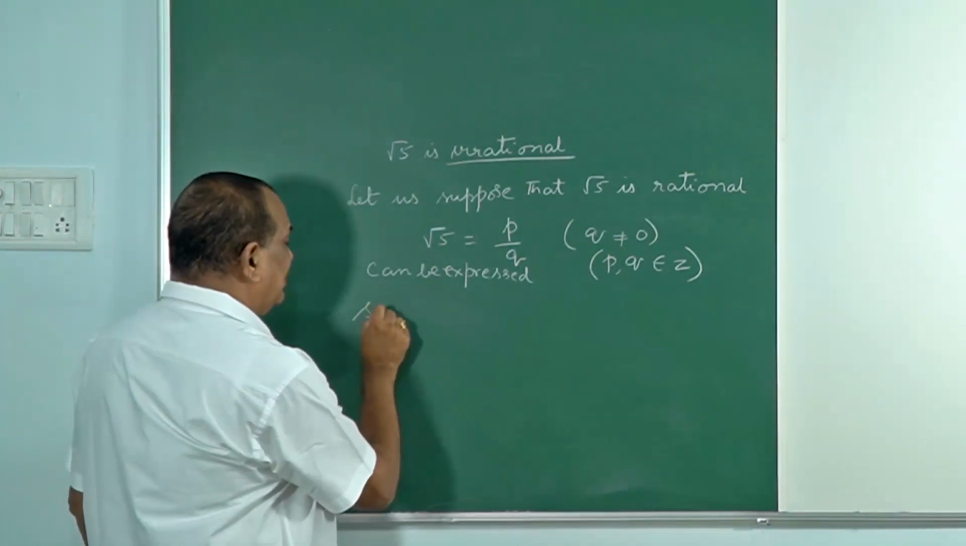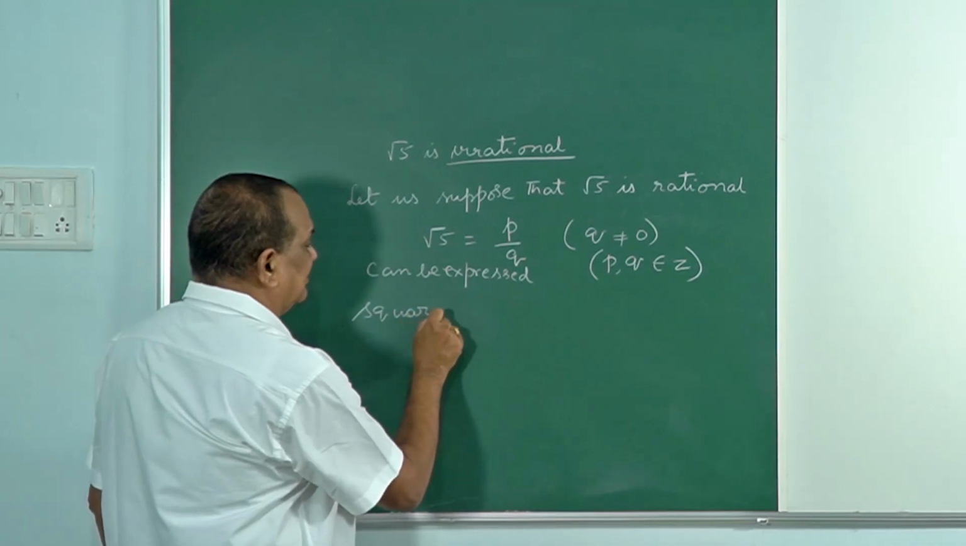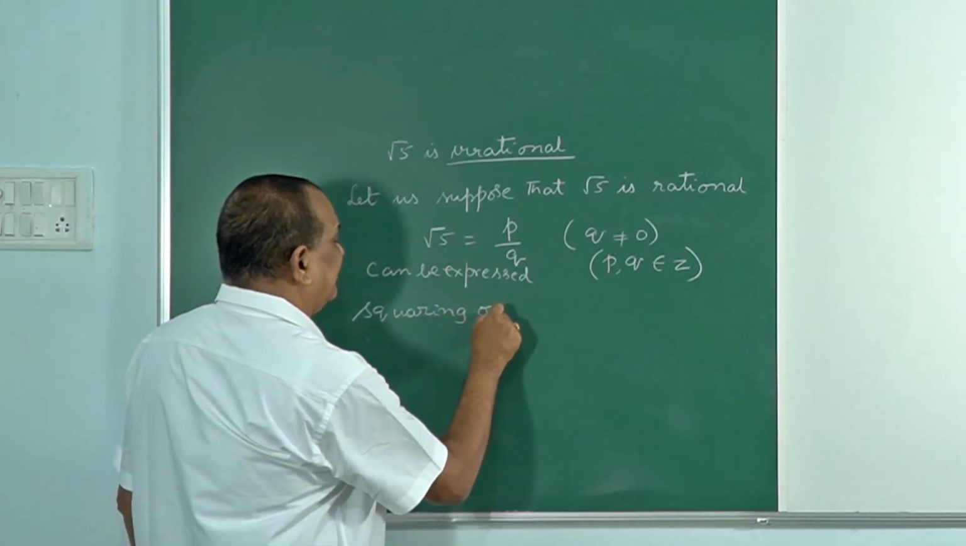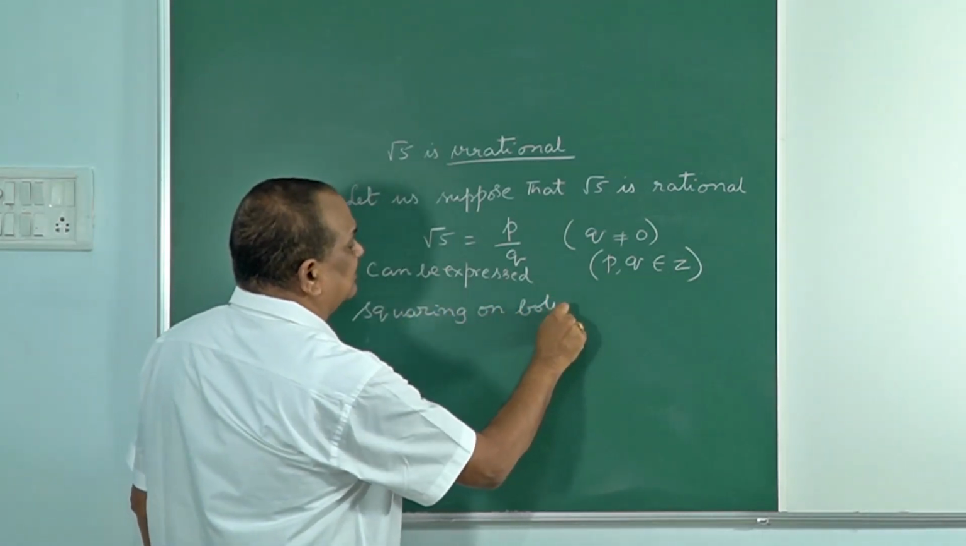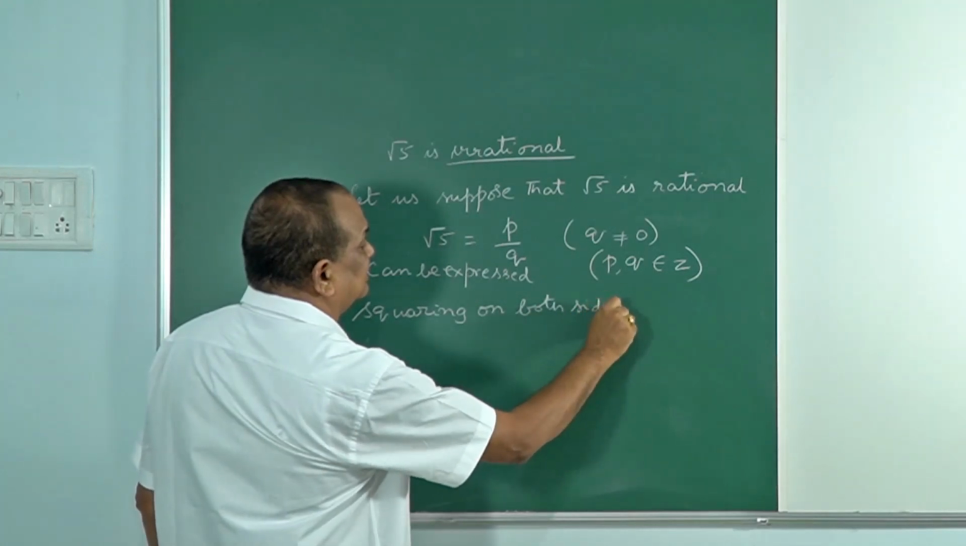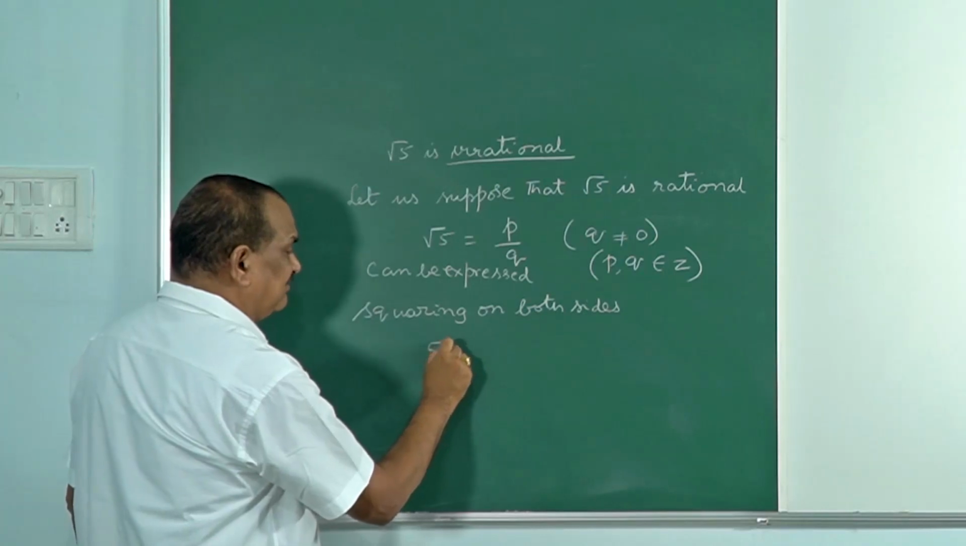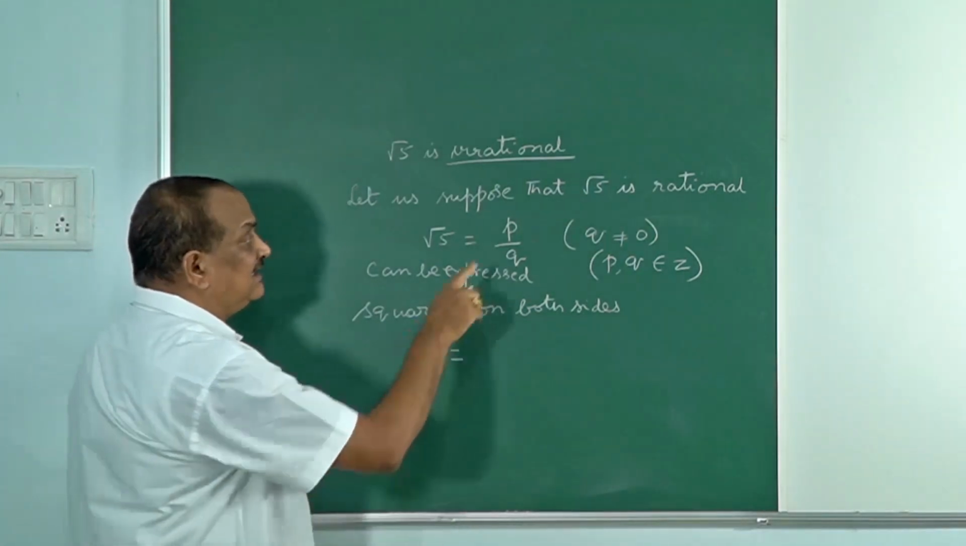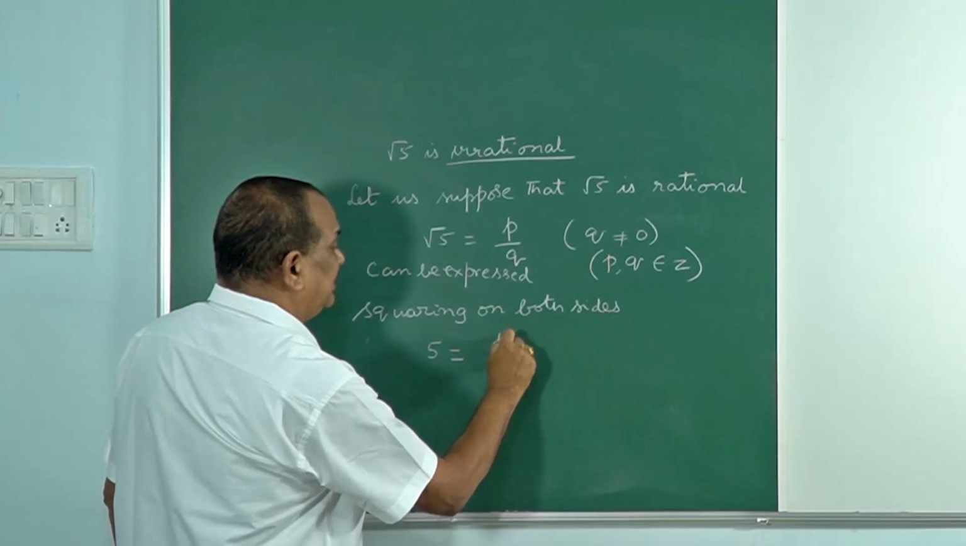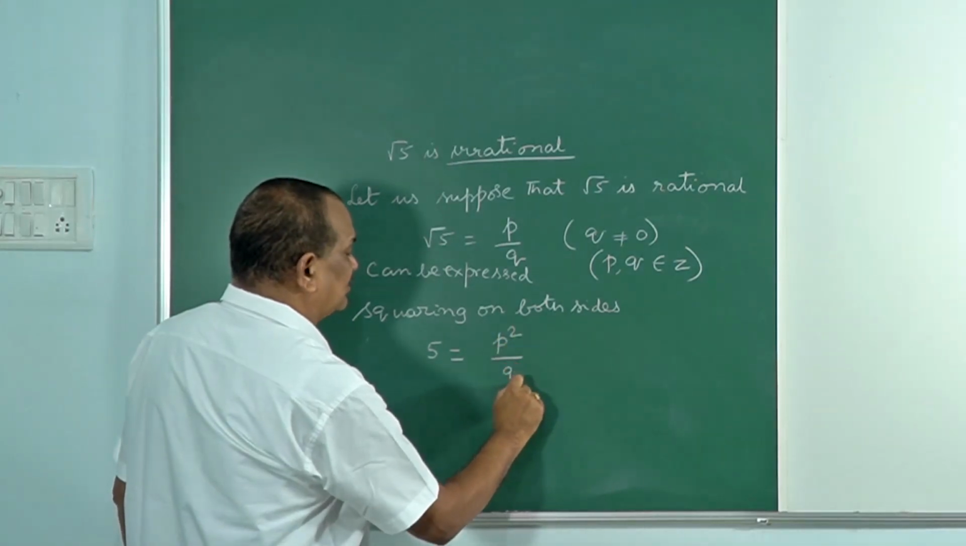Now squaring on both sides, what have you got? This side you got 5, and this side you got p square on q square.